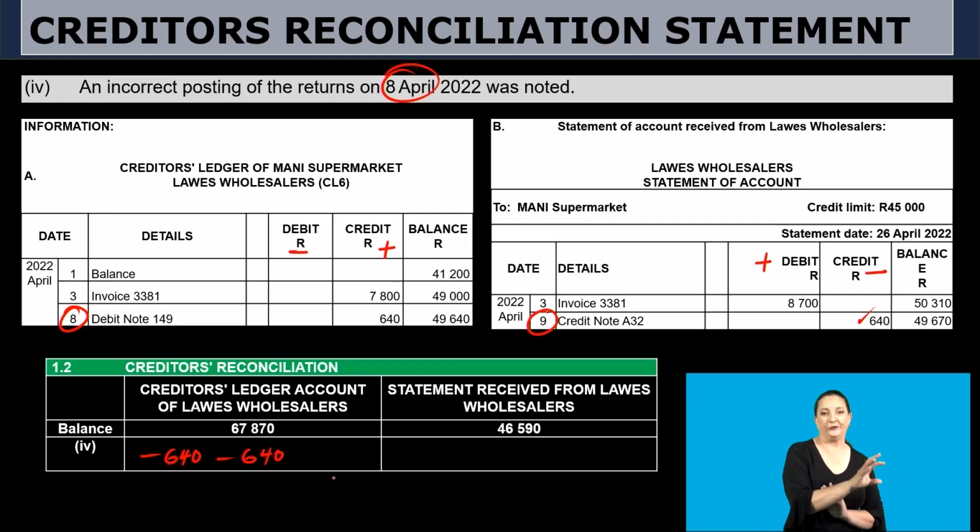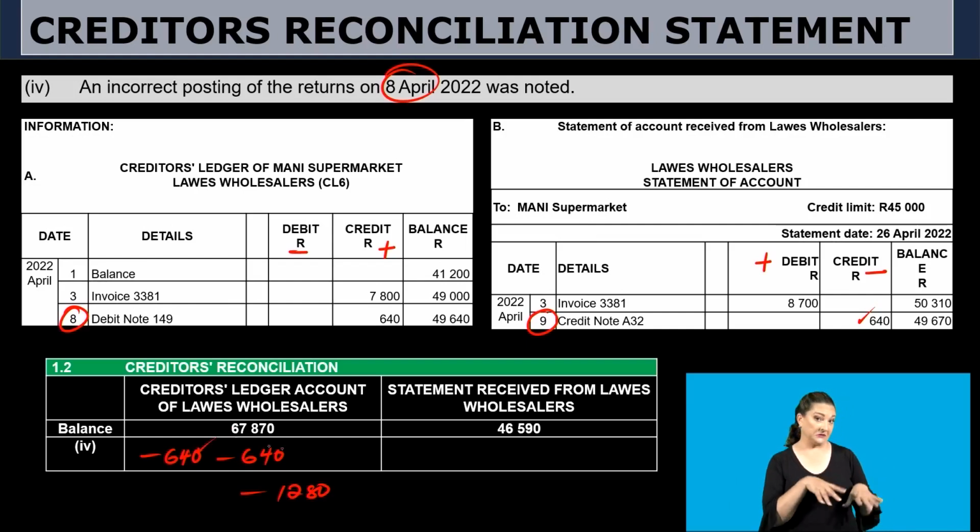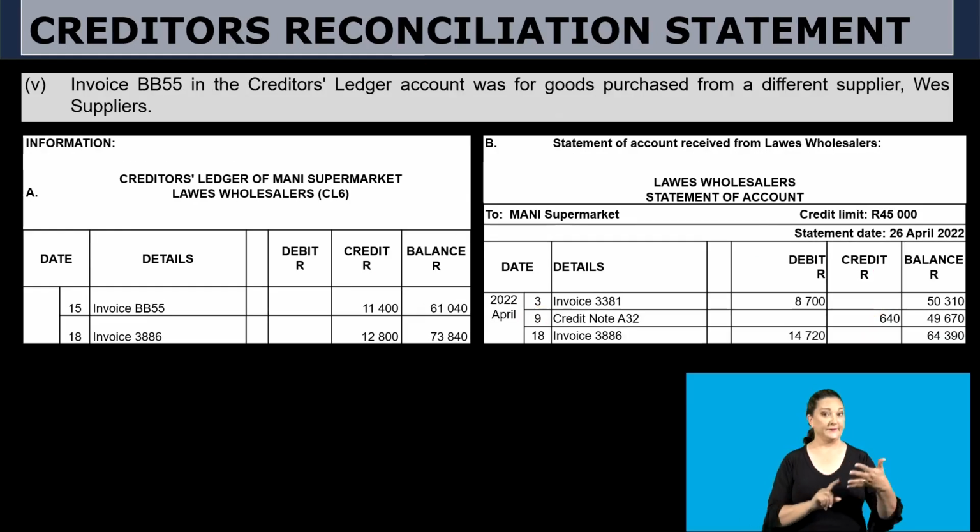So you would find that someone would come and just say minus 1,280. That would still be correct. If the examiner is going to give 1 mark for that and 1 mark for that, you will get 2 marks for that one. Let's move on to the next one. Number 5.